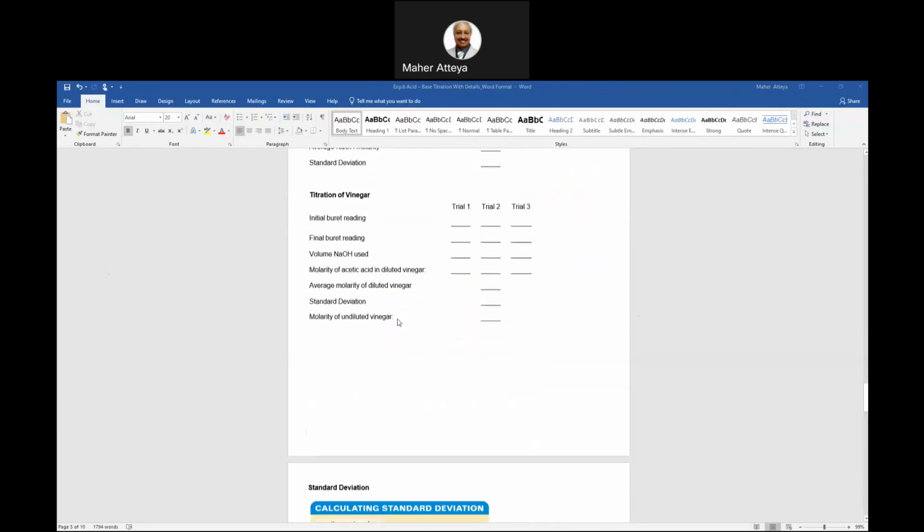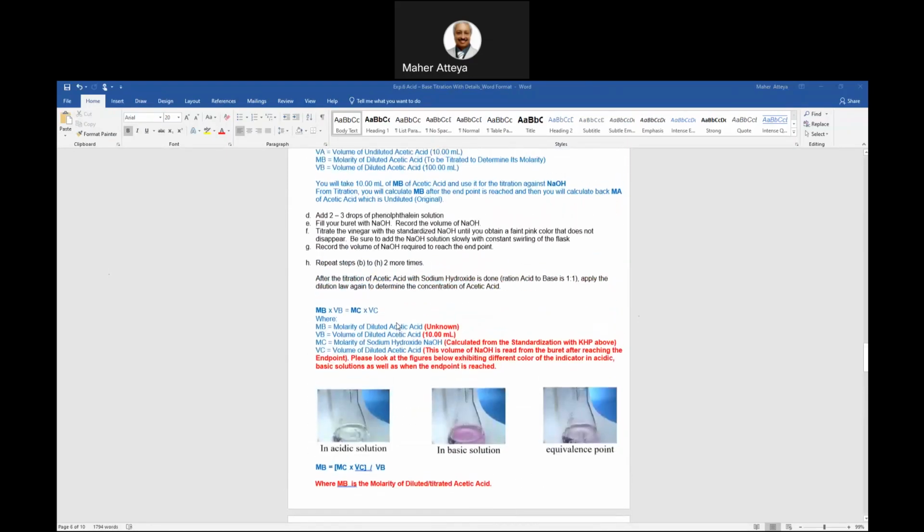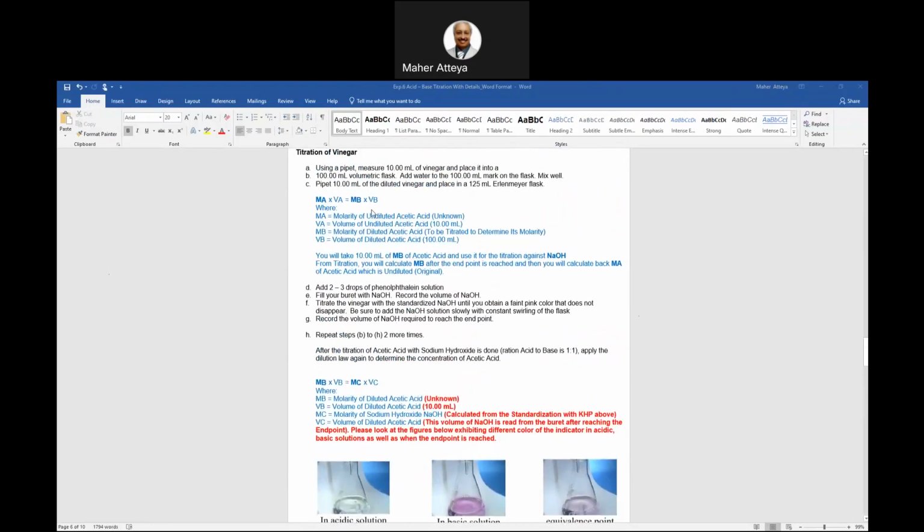So let me now show you the same thing here. Initial, final reading, you get sodium hydroxide, you get the molarity of the diluted one, correct? You take the average of the two readings, standard deviation, and then the molarity of the undiluted vinegar. The undiluted one, you have to go back and do your calculation in this dilution.